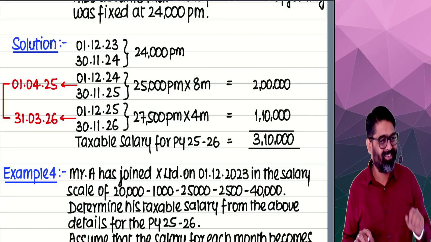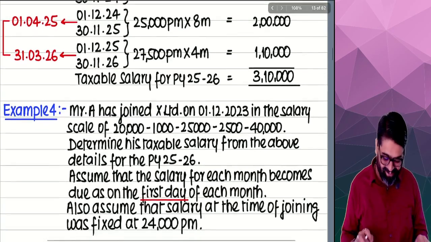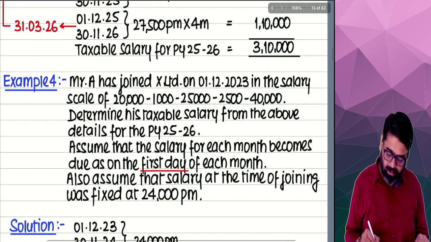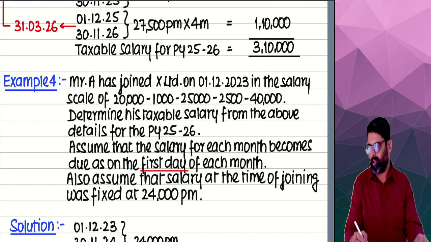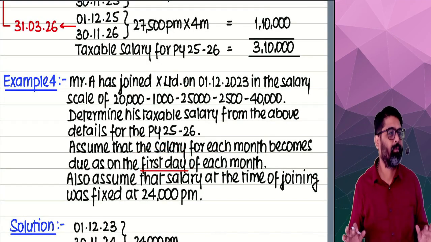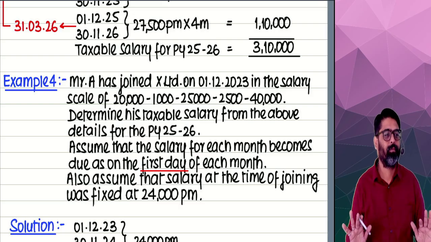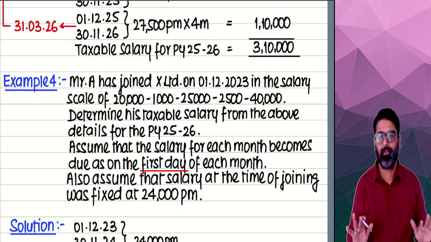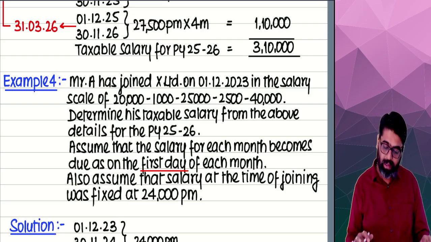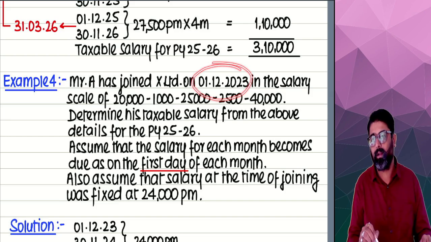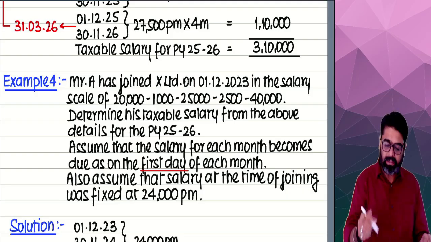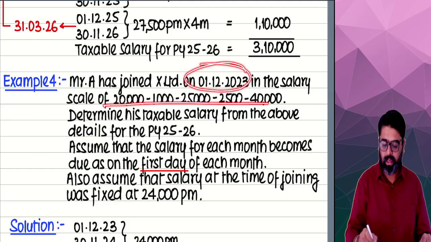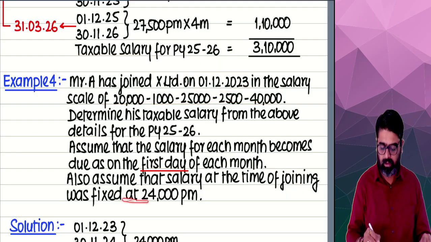Now, same question. Now, instead of salary becoming due on the last day, it becomes due on the first day. Now, every time the date of joining will not be the same. In the examination, this date can be different. This scale can be different. And this also can be different.